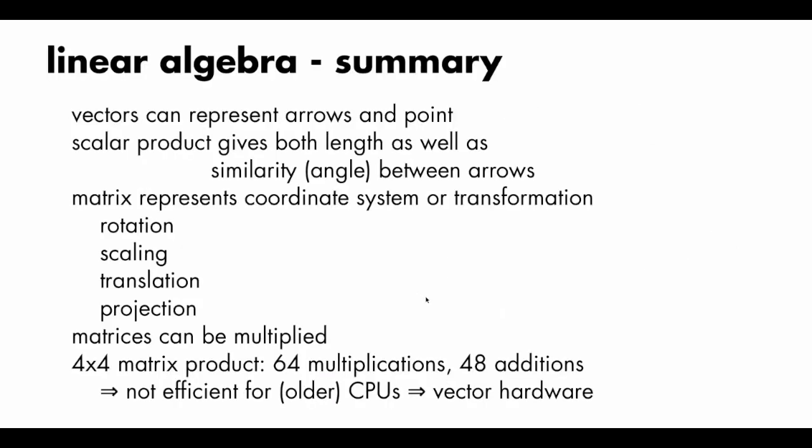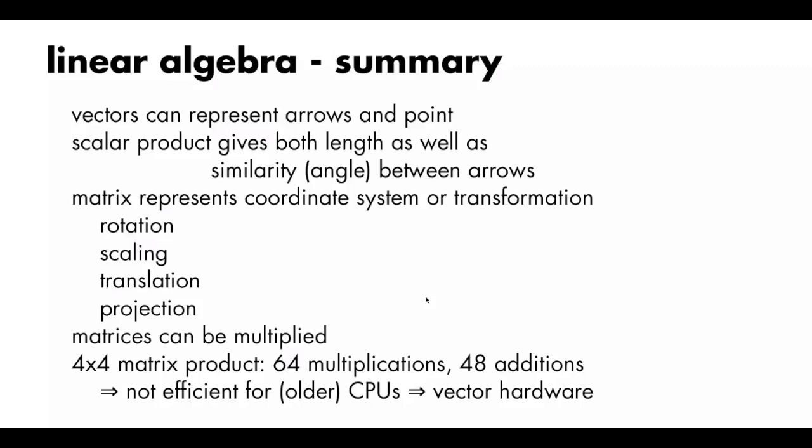Okay, so just to summarize the linear algebra part, we started by thinking about arrows, and we came up with this idea of vectors, and it turned out that we can also use vectors to represent points. So we have two things in this scheme that we can do with vectors, and it's arrows and points.